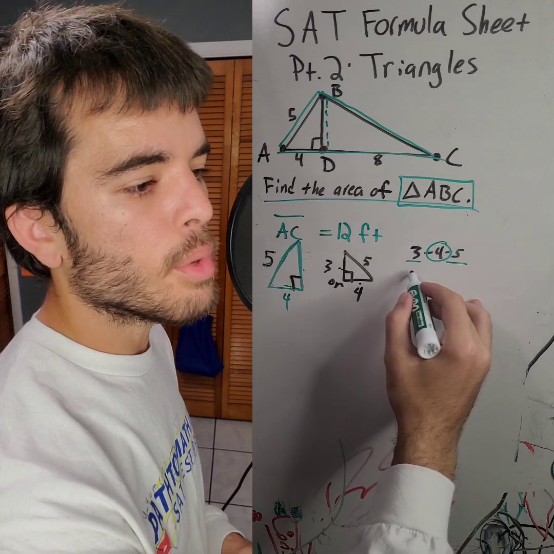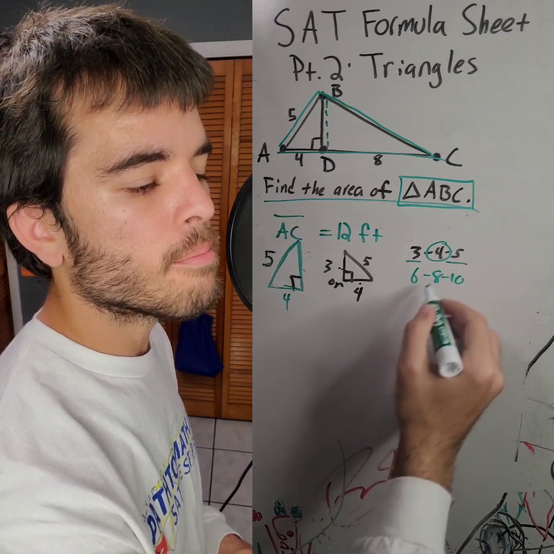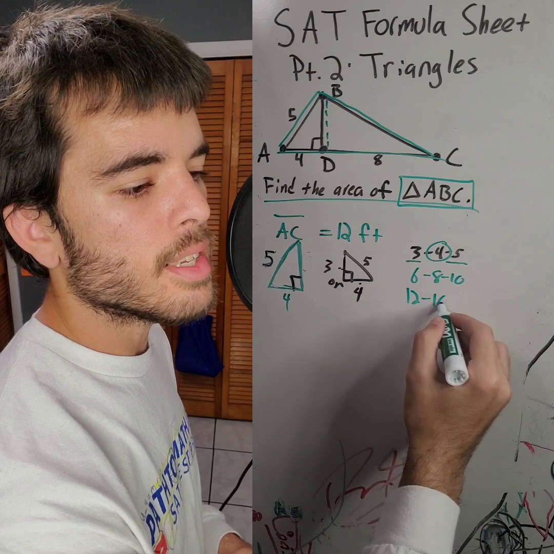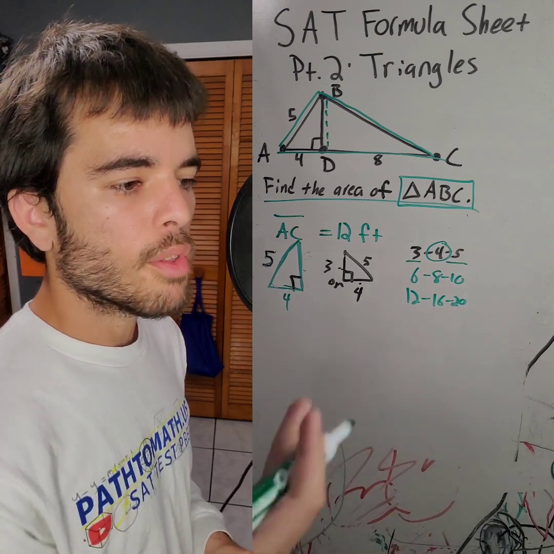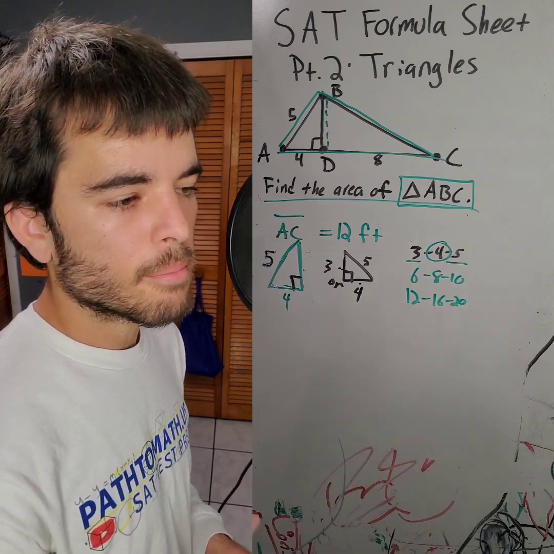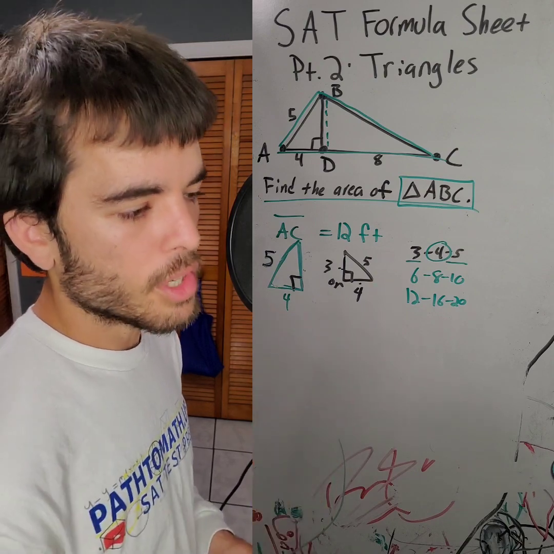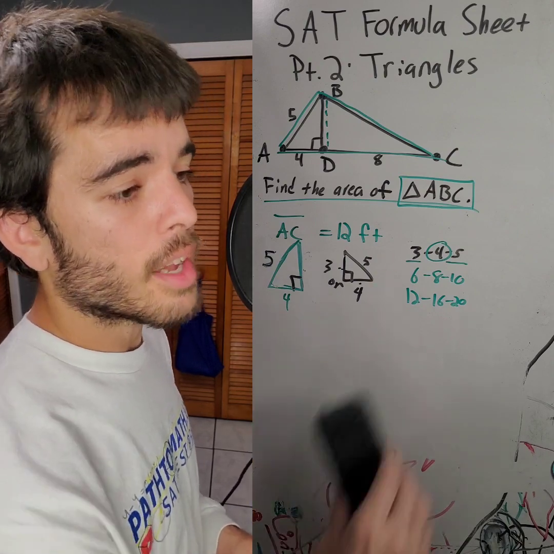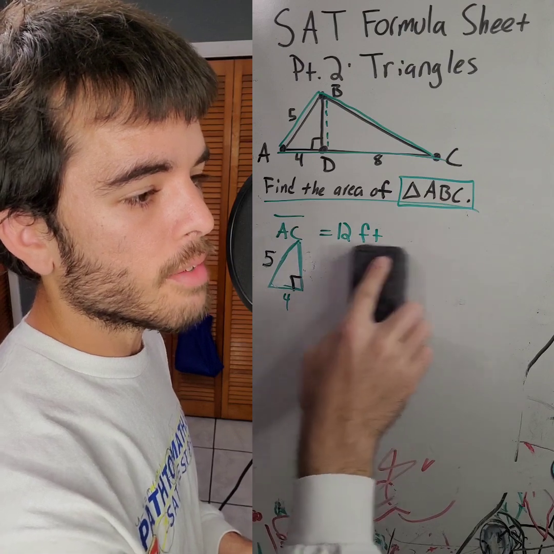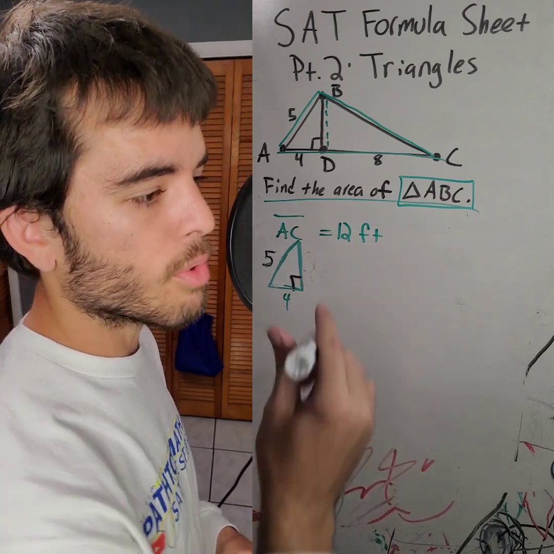And this scales up. We could do 6, 8, 10. We could even do 12, 16, 20, and all sorts of other scales involving that ratio. So that's going to save us a lot of time knowing that off the top of our heads. Very important to practice the special triangle 3, 4, 5.